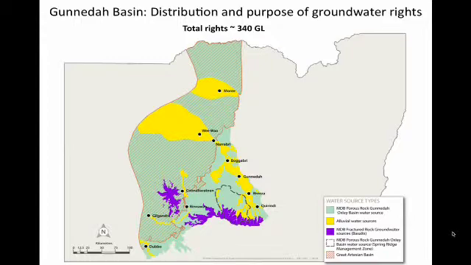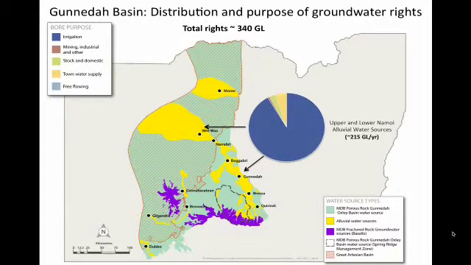The groundwater volumes discussed on the map are in a unit called gigalitres. A gigalitre is equal to 1 billion litres or 1,000 megalitres. Across all of the groundwater sources within and overlying the Gunnedah Basin, there are approximately 340 gigalitres of groundwater rights. The pie chart here represents the groundwater rights in the upper and lower Namoi and shows that there are approximately 215 gigalitres in these alluvial sources alone.